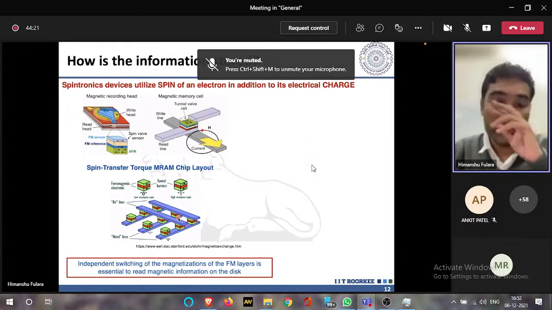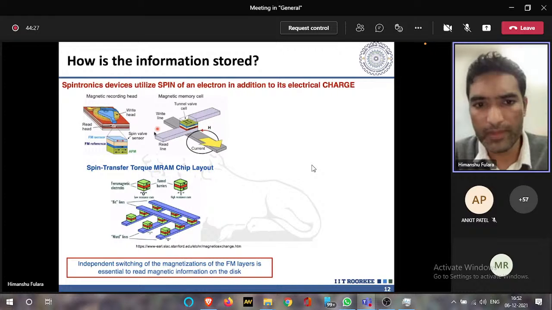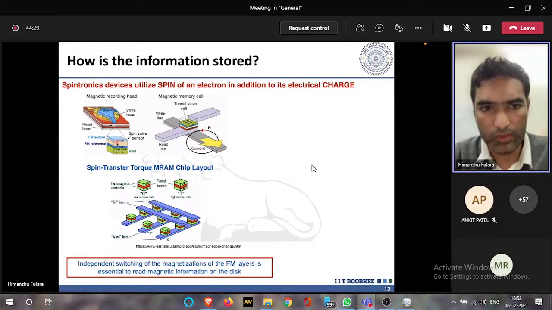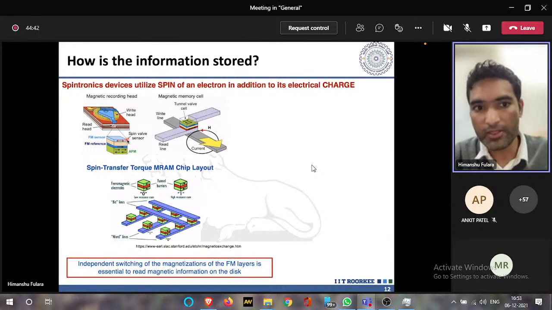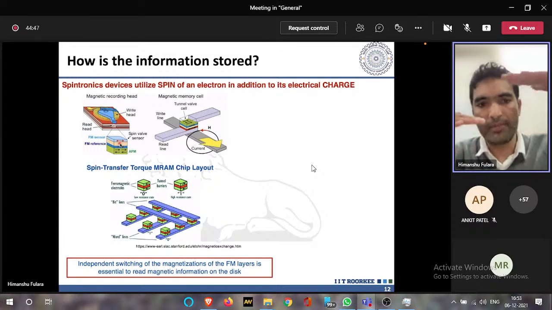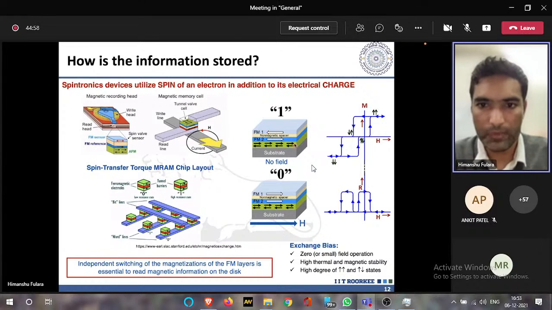So now the question is how this information is stored in these spintronic devices. Well, the concept is very simple. Now you see here there are two ferromagnetic layers separated by a spacer layer. It can be a spin valve or it can be a magnetic tunnel junction. The change in the resistance, as I mentioned, depends on the relative orientation of the top and bottom ferromagnetic layers. So if the alignment of the spins is anti-parallel, then it will give you a very high resistance state, and if this is parallel, then it will give you a low resistance state. This is exactly what I have shown here.